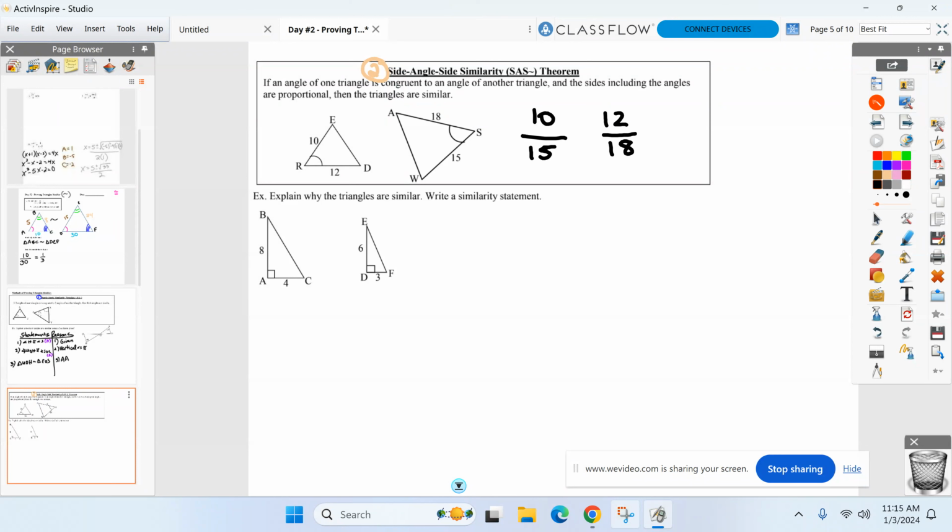Now, easy way to tell, grab your NumWorks, do 10 over 15 and 12 over 18 and see if you get the same fraction. All right, and I believe you will, right? You'll get 2/3 here and 2/3 here. So they are similar by side, angle, side. Do we see what I mean by the sides are in the same ratio? You're going to have to test that. Just because I see side, angle, side doesn't mean they're similar. You have to test if those sides are in the same ratio. All right, questions there?